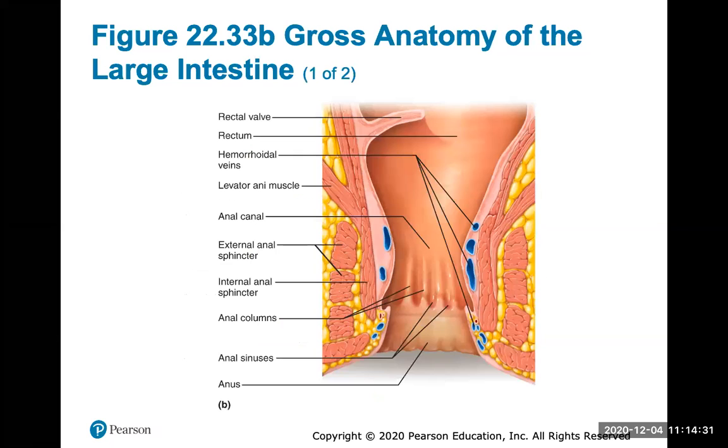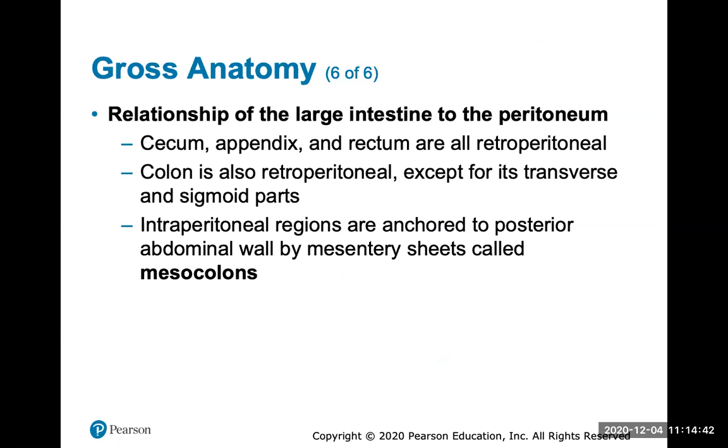So here is the anatomy of the large intestine that you guys can review on your own. And this is a look at the final valves that will help excrete the waste. And again, the external anal sphincter is what is under voluntary control, what you can feel.